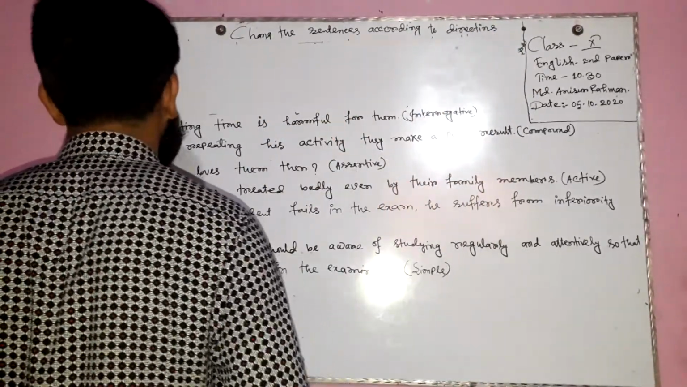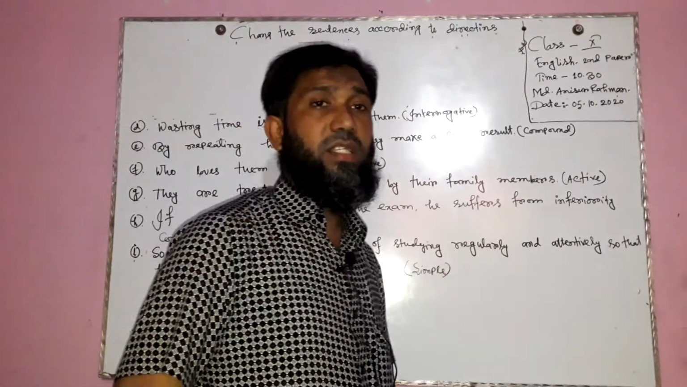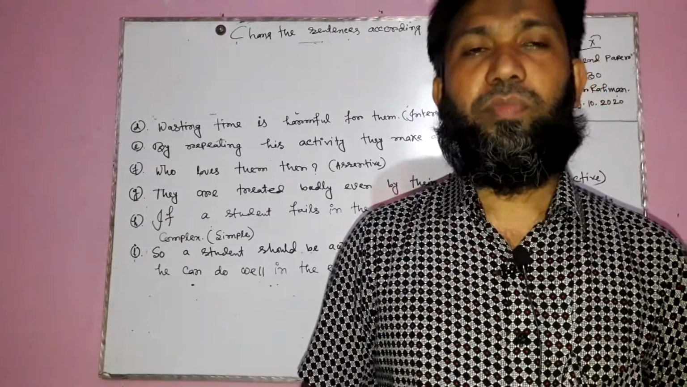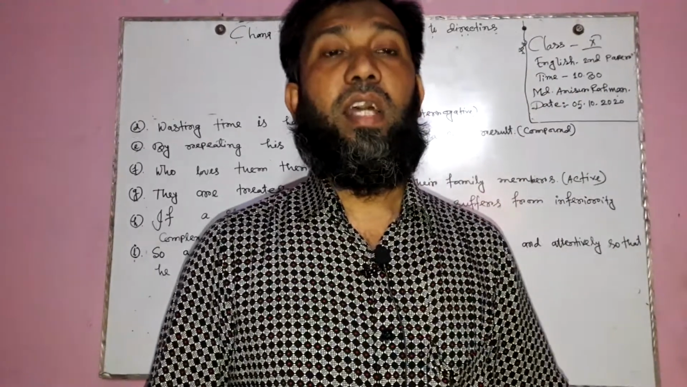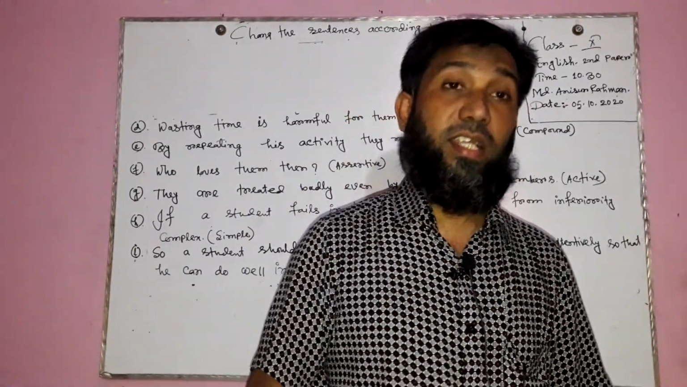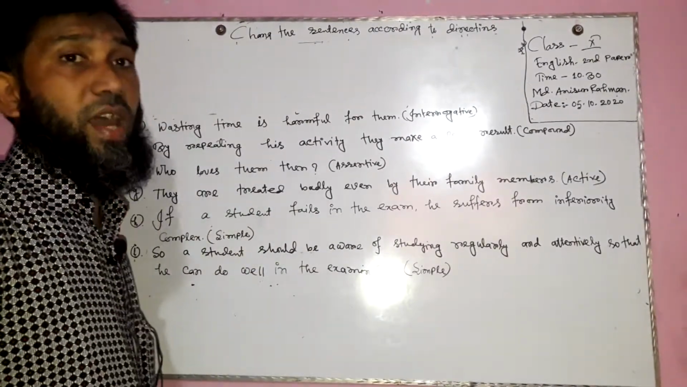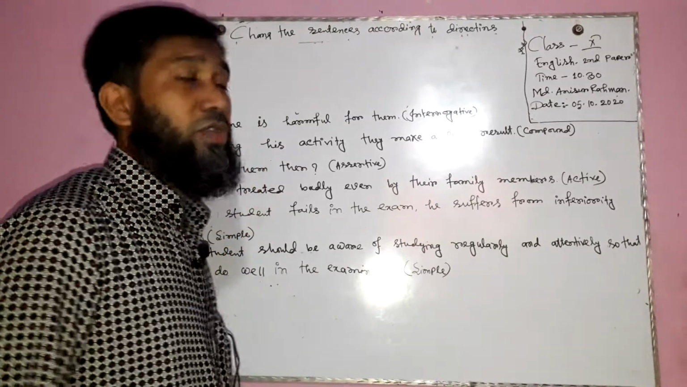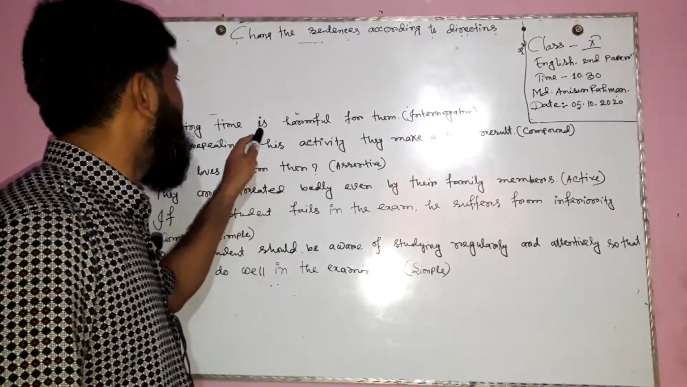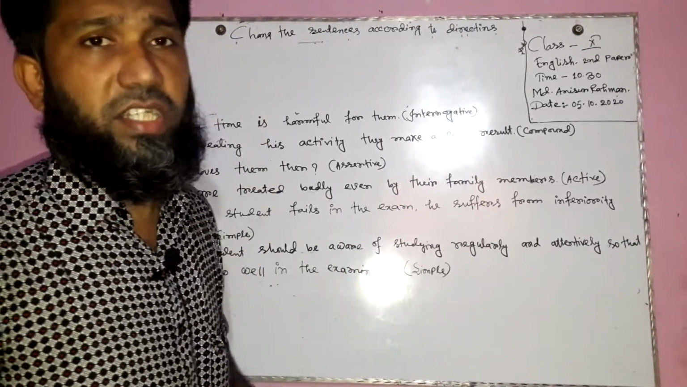Now number D. Wasting time is harmful for them. Interrogative. Wasting time is harmful for them. It turns into interrogative. Can you give me ideas about the sentence? Which sentence is this? Yes, assertive sentence, to turn assertive to interrogative. Firstly we need to find out which tense is used to write this sentence. Wasting time is harmful for them. Is is the main verb, so we can say that this sentence is present indefinite tense.